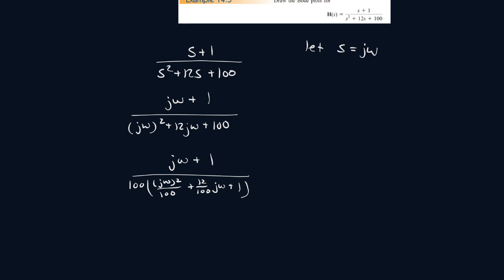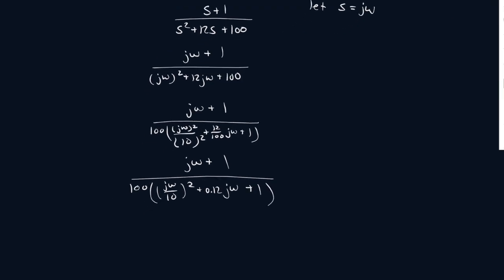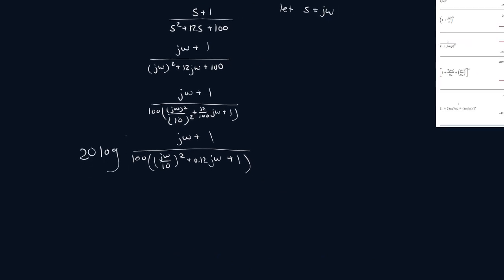Okay, and I'm going to put this 100 inside this bracket. So what I'm just going to do is take the square root of 100 and then square that. The square root of 100 is just 10. So this I could just rewrite like the following: jw over 10 squared plus 12 over 100 jw, that's just 0.12 jw, plus 1.